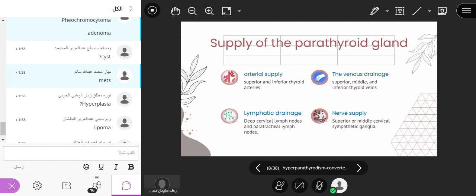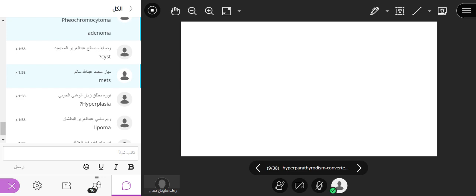For the supply of the parathyroid gland, the arterial and venous supply are the same as the thyroid: superior and inferior thyroid arteries, and superior, middle, and inferior thyroid veins. The lymphatic drainage is to the deep cervical lymph nodes and paratracheal lymph nodes. The nerve supply is from the superior and middle cervical sympathetic ganglia.